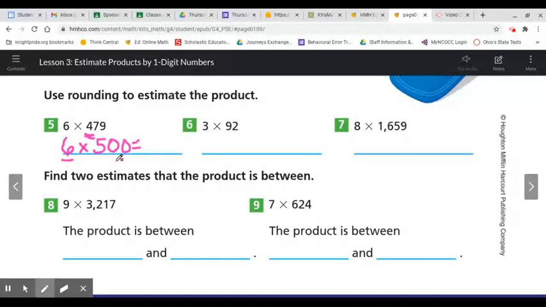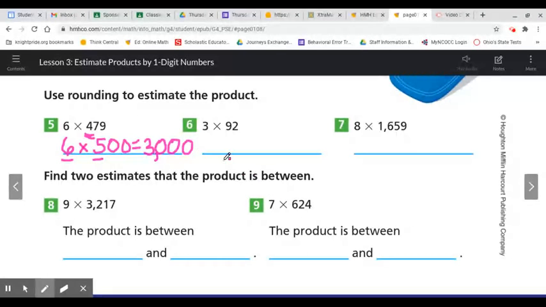Use your basic fact. 6 times 5 is 30. Go back and look at your factors. We have 2 zeros there in 500, so we're going to add 2 zeros. Be careful with that 0 that's already there in the 30. You needed to add 2 more with the 2 from the 500. So that would give us 3,000 as our estimated product.